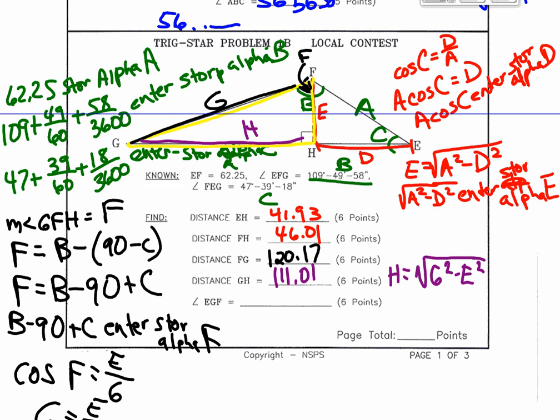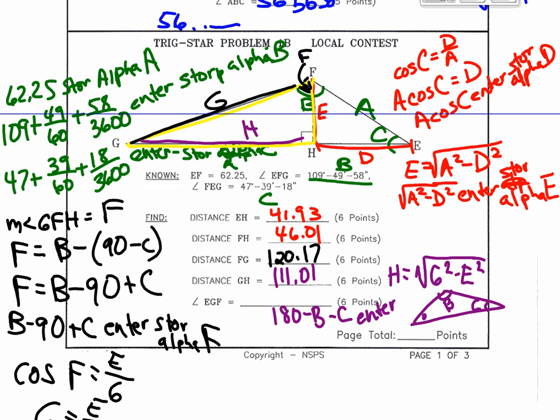And then you need angle EGF. If you look at angle EGF, that is just of the big triangle. So angle EGF is this angle right here. You know this angle is B, and you know this angle is C. So really, I would go 180 minus B minus C. Enter.